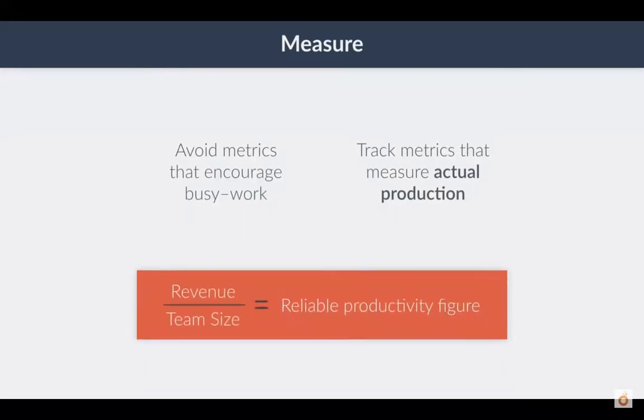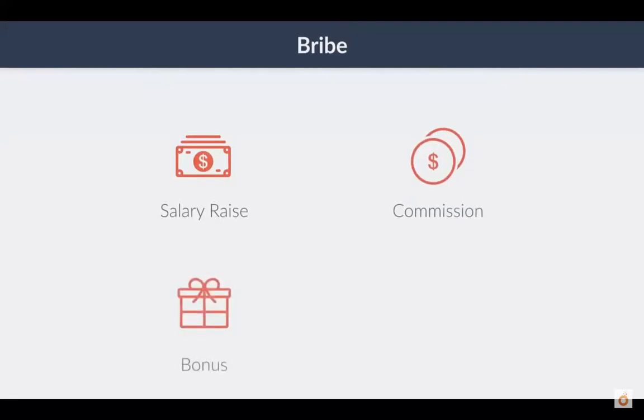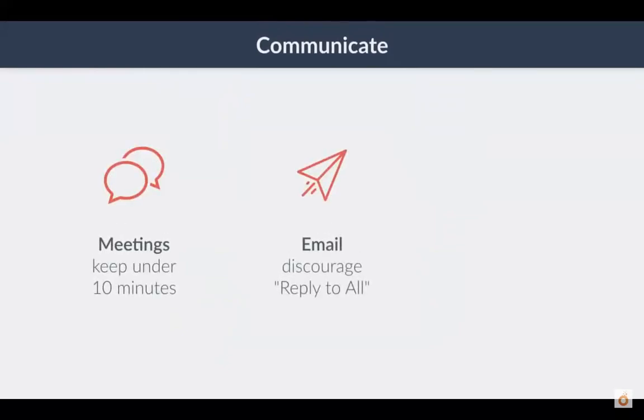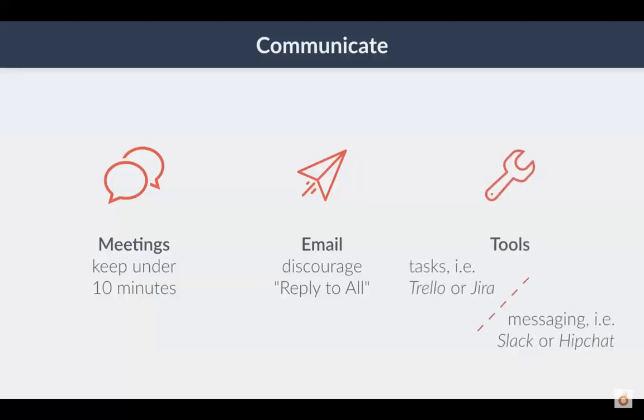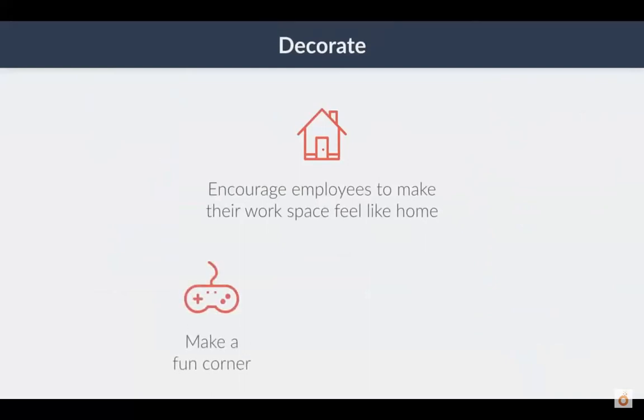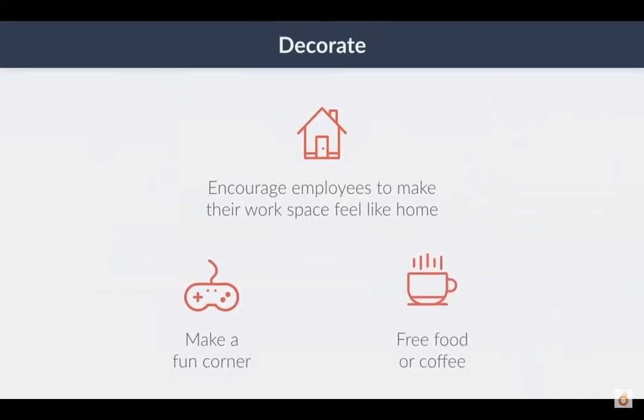Once you're tracking the right things, start pushing up those numbers with incentives for hard work, such as salary raises, commissions, bonuses, or just simple praise and appreciation. Effective communication is essential. Lay down the law for meetings, email usage, and use tools that streamline collaboration. Dull and cramped work environments reduce productivity. Allow employees to decorate their own space. Build a fun corner with games to unwind, and keep them topped up with free coffee.